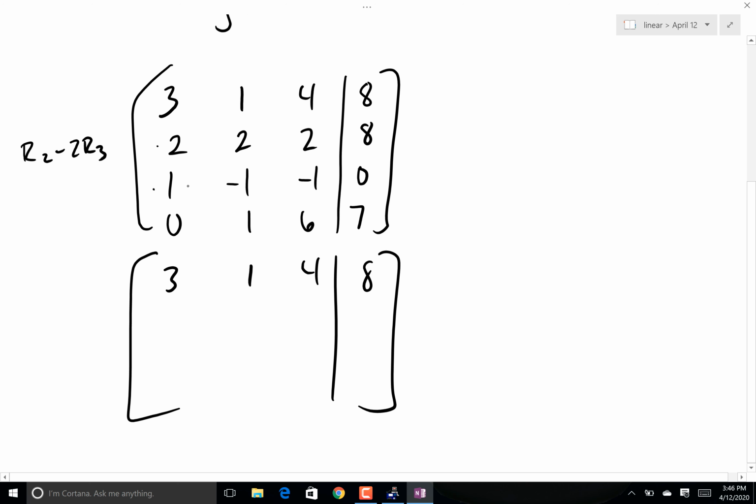So 2 minus 2 is 0. 2 plus 2 is 4. 2 plus 2 is also 4. 8 minus 0 is 0.